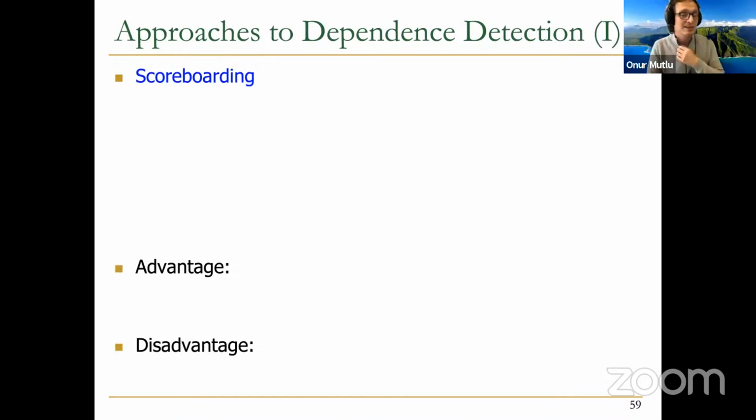Okay, let me finish the approaches to data dependence detection, and then we're going to conclude this lecture, and we're going to continue pipelining in the last lecture. But one approach is scoreboarding. The idea is very simple. That's why I'm going to finish it.